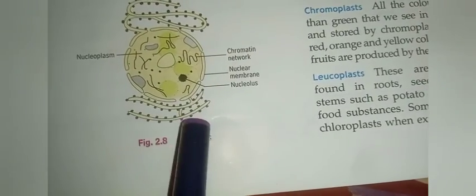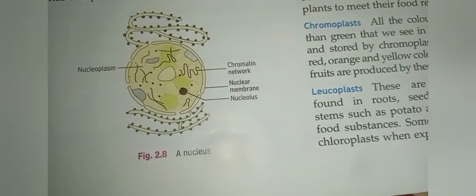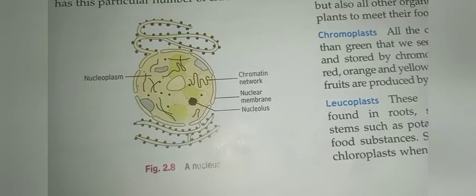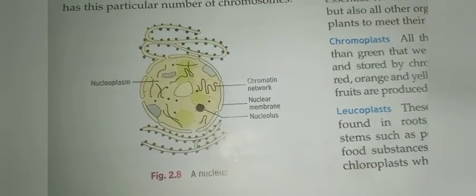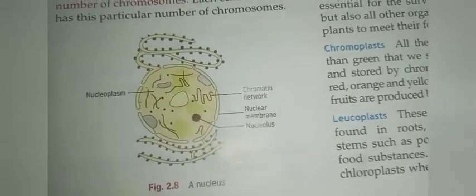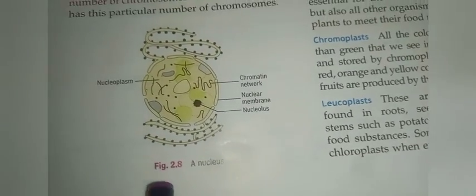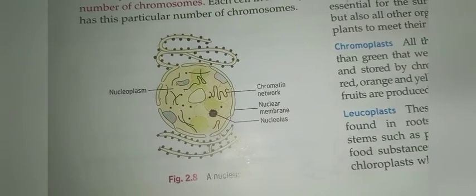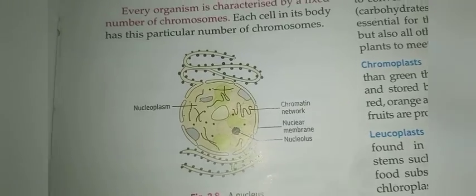Okay, each chromosome carries genes. Genes control an organism's hereditary characters, or the traits that are passed down from the parent cell to the new cell. So from the parents to the new cell, the genetic characters are carried on through these chromosomes. Is it clear? Then every organism is characterized by a fixed number of chromosomes. So each cell in its body has this particular number of chromosomes.